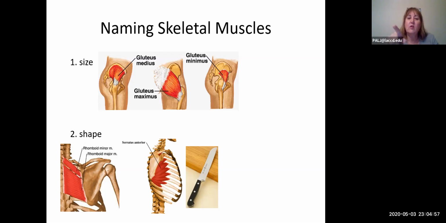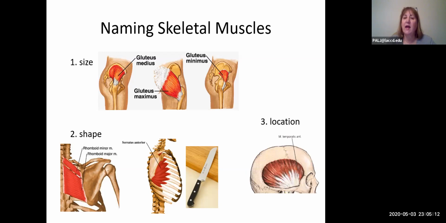The one in the middle looks like the zigzag of a serrated knife. And this is in the anterior chest. So we're going to call it the serratus anterior. We have a similar muscle on the posterior chest wall called the serratus posterior.